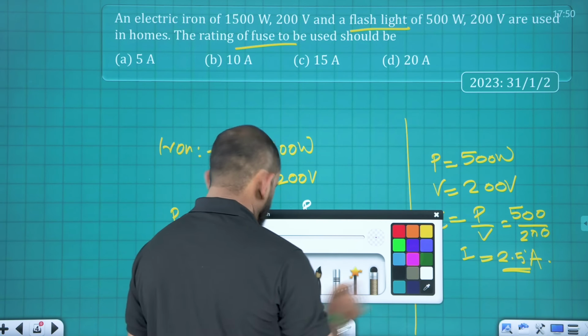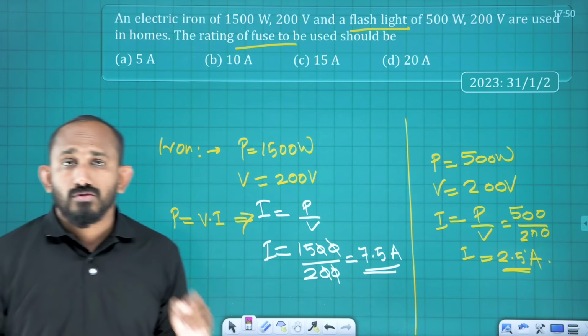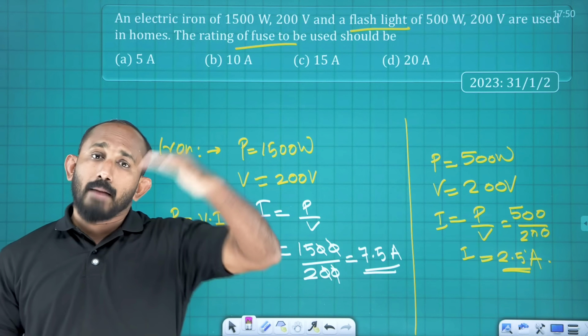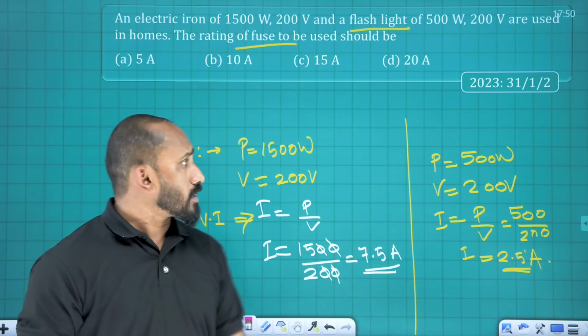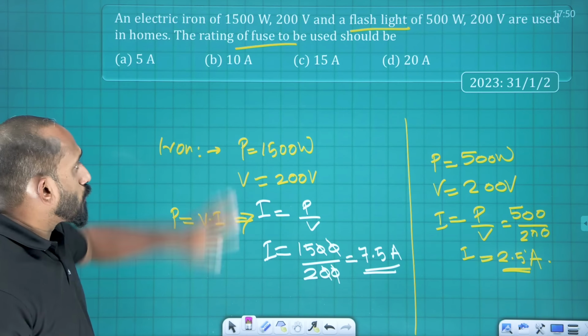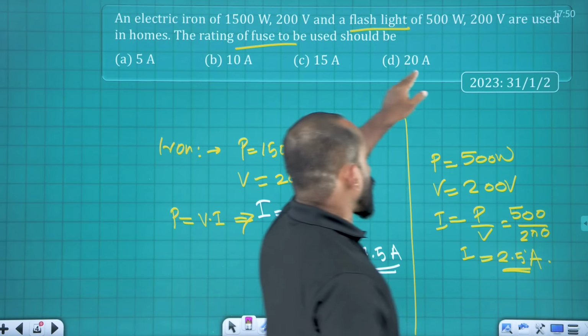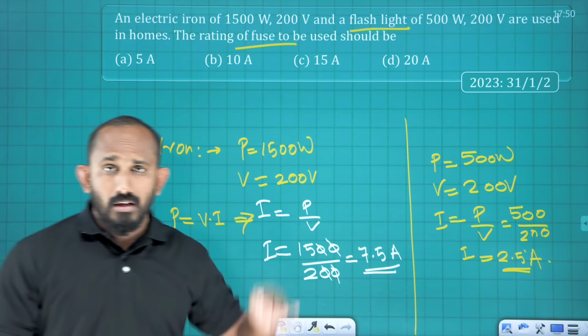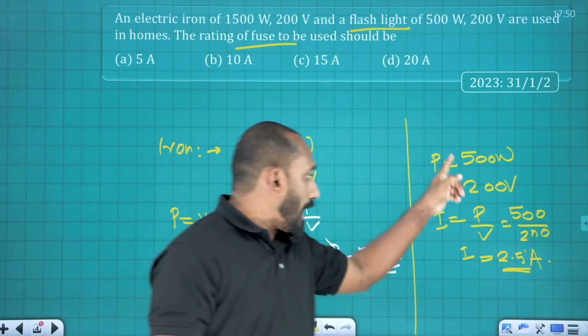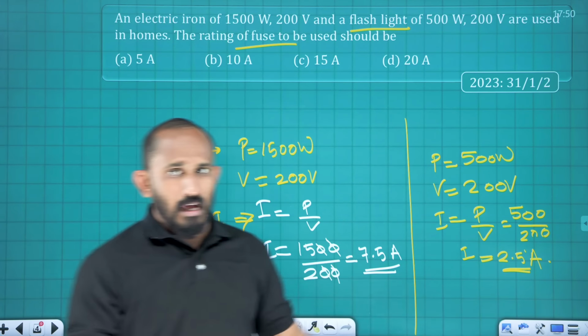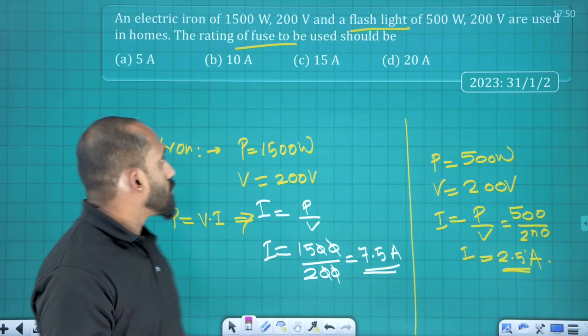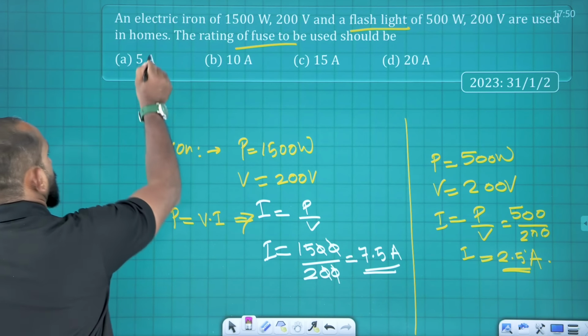You know, when we select the fuse, a suitable fuse should be just above the allowed current. So the question is, the rating of the fuse to be used should be: 5 ampere, 10 ampere, 15 ampere, 20 ampere are given. For the flashlight, 2.5 ampere is the current allowed, I mean the rating. So just above 2.5 ampere is 5 ampere.